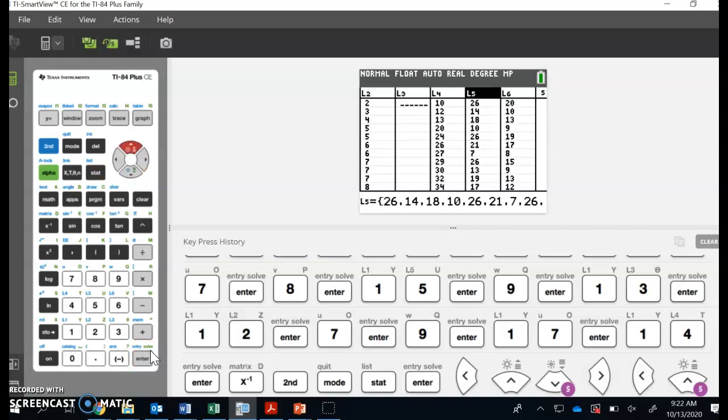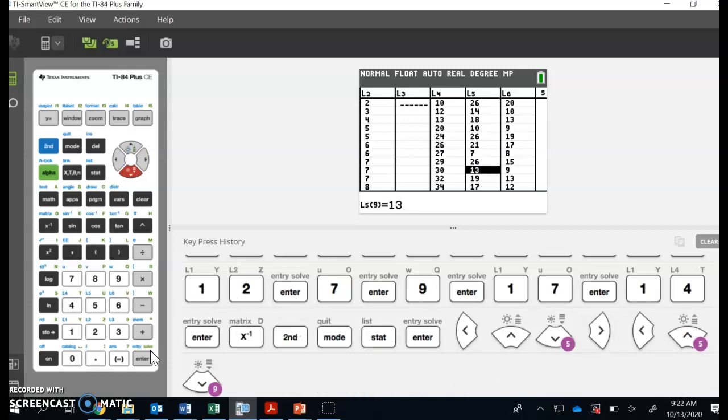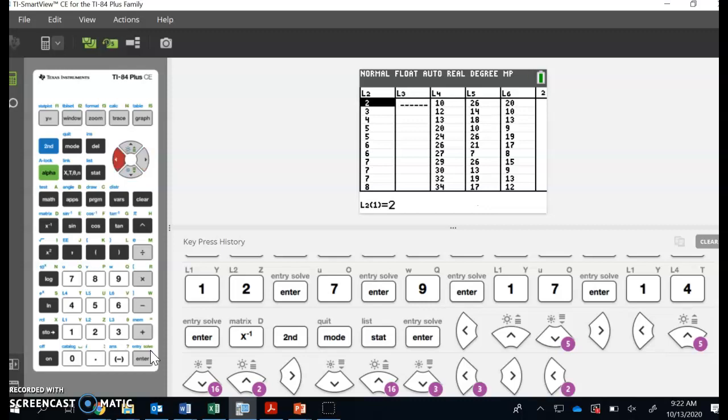My L5 is the root depth in inches. You can see I have 15 numbers. And then the mean weight of the watermelons from that plant are in L6. So there's my data. The L4 and L2 don't mean anything for this problem, they're for something else. So there's my list of data. So I'm going to make a scatter plot.